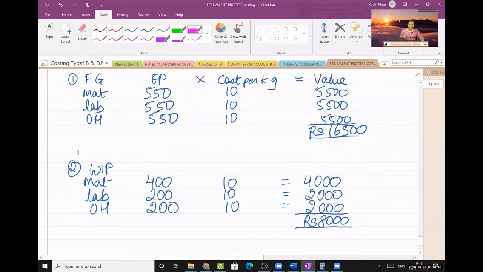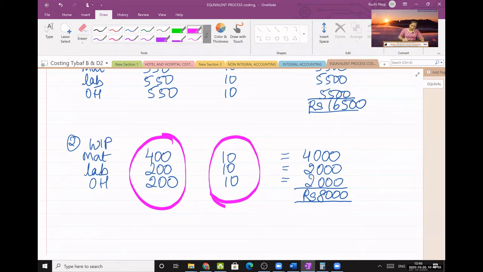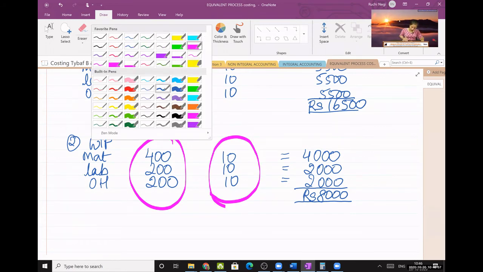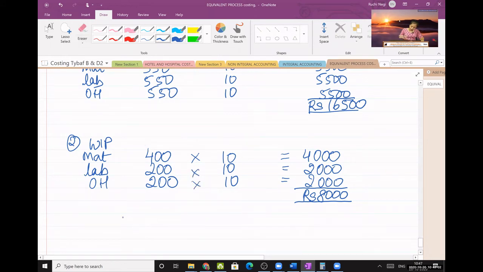Same way, quantity multiplied with rate. So see, WIP. What is my EP, equivalent production? 400, 200, 200. I just showed you in step 1. Multiplied with 10 rupees, 10 rupees, 10 rupees. So just multiply. 400 into 10 is 4,000. 200 into 10 is 2,000. Similarly, 2,000. Total it comes to 8,000.